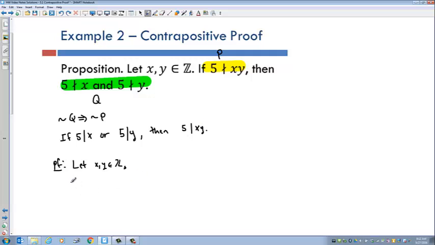So case 1 would be, suppose 5 divides x. Then what? Right, so then we can say, then x is equal to 5a, where a is an integer. And this follows by definition of divides.